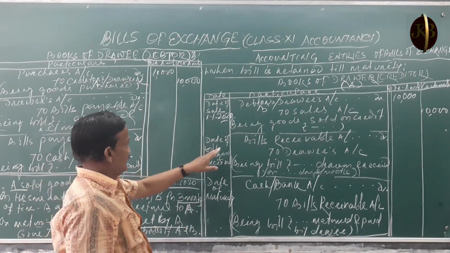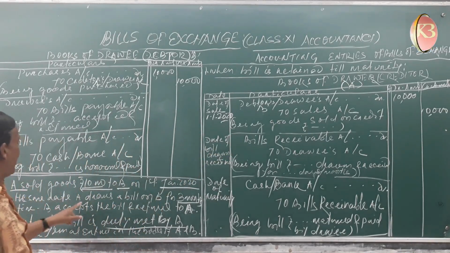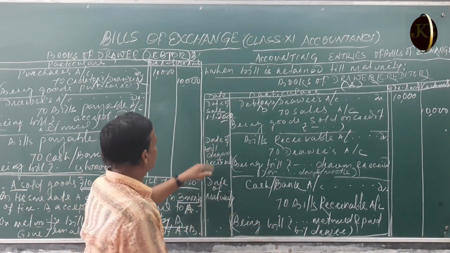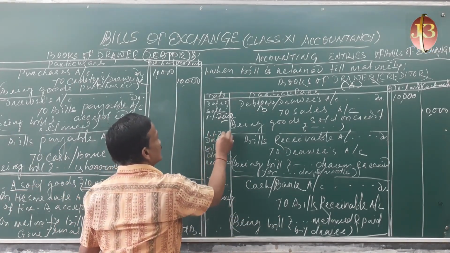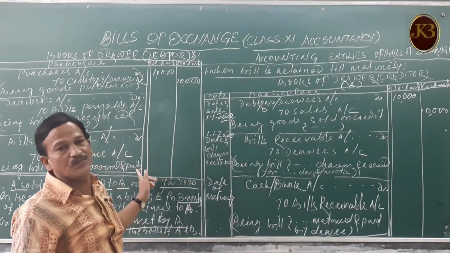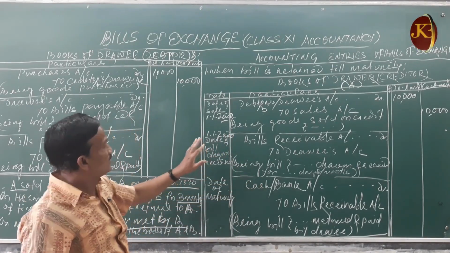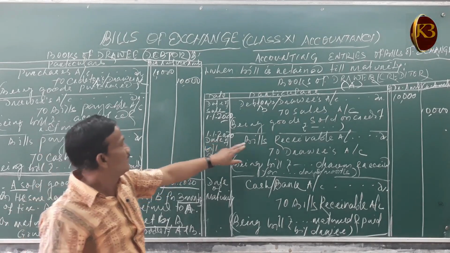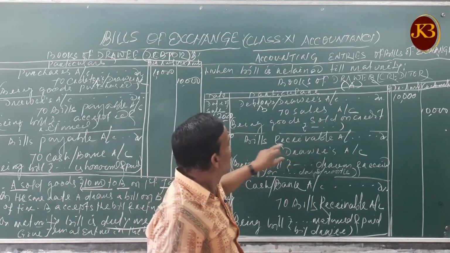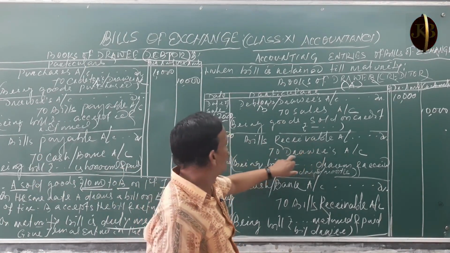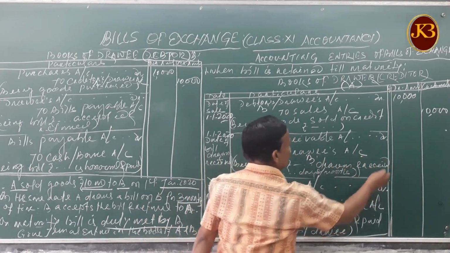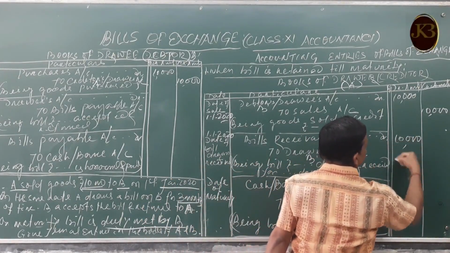Then on the same date, A draws a bill upon B for 3 months. That means on the same date, 1st January 2020, A draws a bill upon B and B accepts the bill and returns it to A. Bills receivable account, the bill is received by A from B. So bills receivable account is debited to drawee's account. The drawee here is B, that is B's account. This is 10,000 rupees.